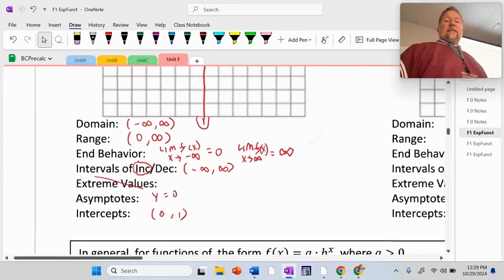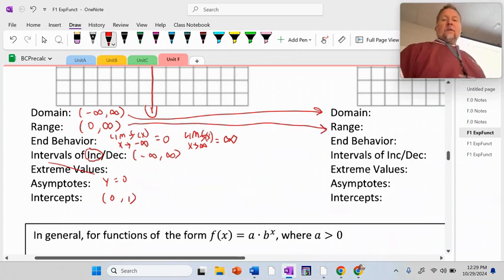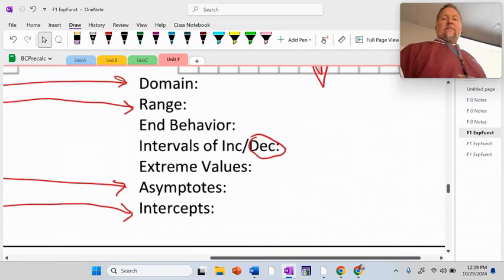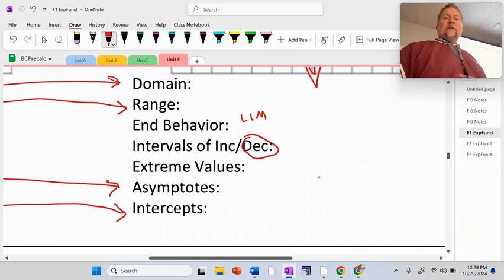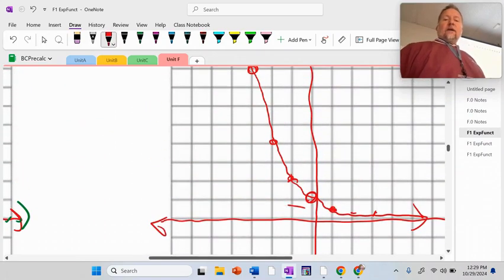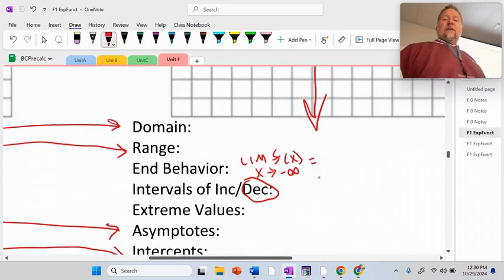All right, and then the only thing that's different is this. That's the same. That's the same. What's different is this decreases. This is the same. And this is the same. The only thing that's different is the end behaviors are flip-flopped. Limit of f of x as x approaches negative infinity. I'm on this picture. Inputs, outputs. So that's infinity.